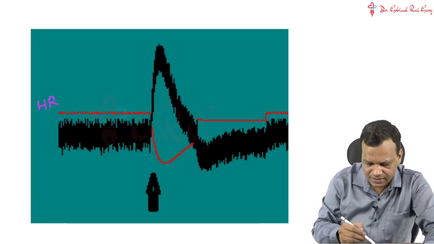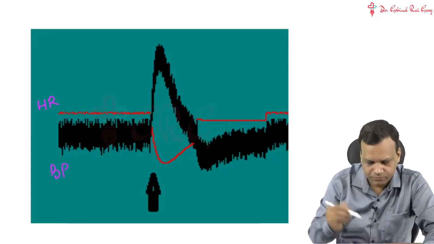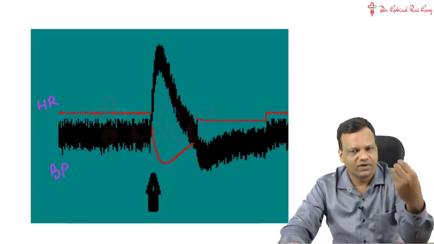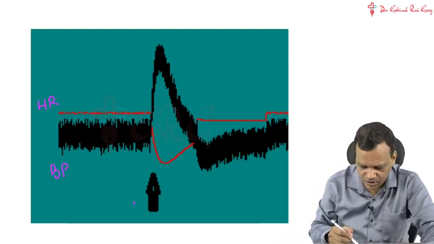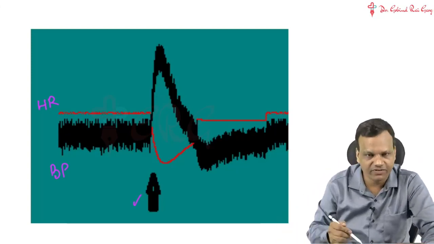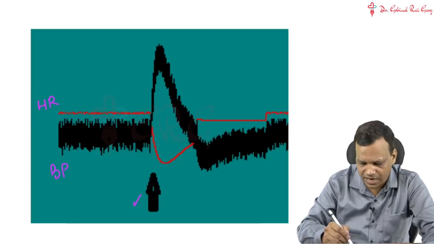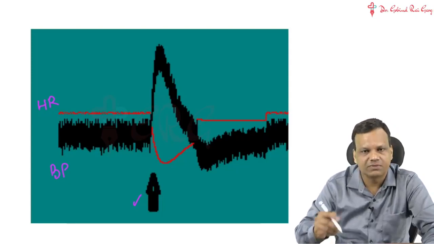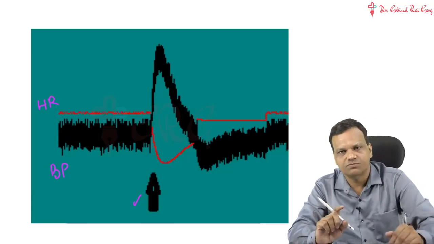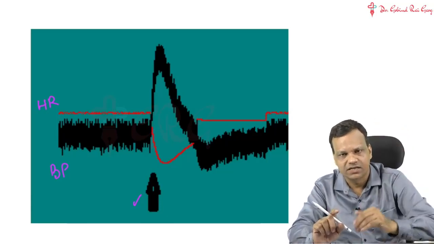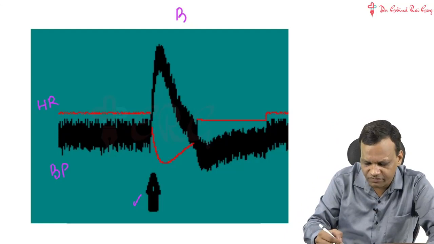Whereas the black line is the blood pressure. So you need to tell what is the likely drug. This arrow is the drug we have given. What is happening after giving the drug? The BP increases and then BP decreases. So by giving one dose of a drug, first BP increases, then BP decreases. That means it is a biphasic response.